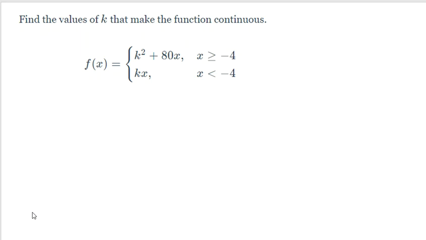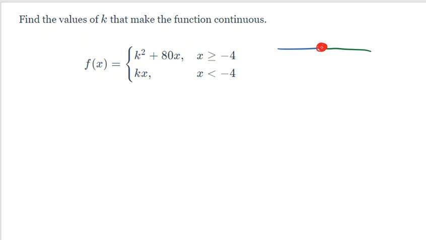I use the top function if x is greater than or equal to -4. I use the bottom function if x is less than -4. But the question is, if these two pieces are going to come together, who knows what they look like? The top one's a quadratic, the bottom one's a linear line. But if we got a left piece and a right piece, and they are going to come together, the left side and the right side have to come together at the same point. That's what it means to be continuous.